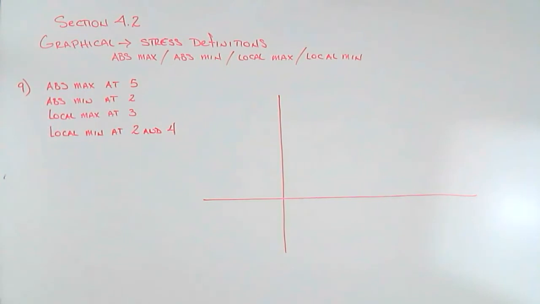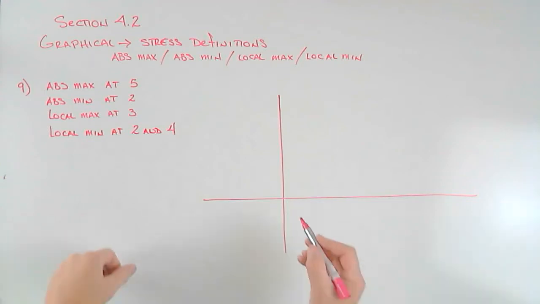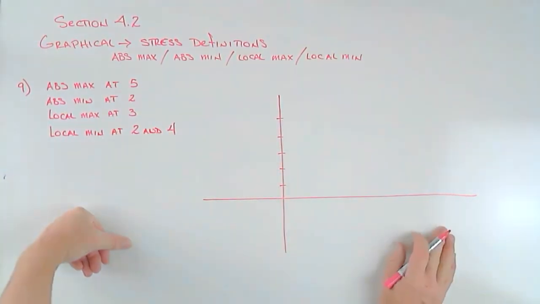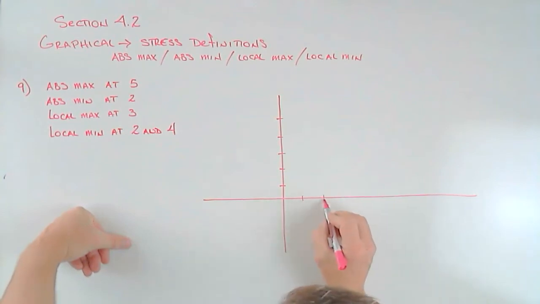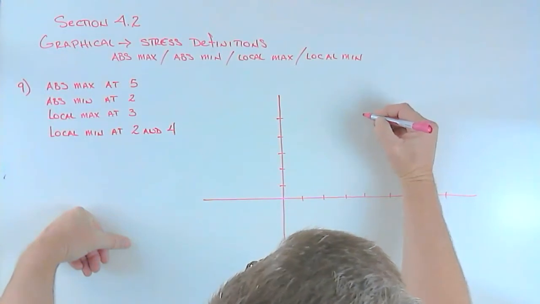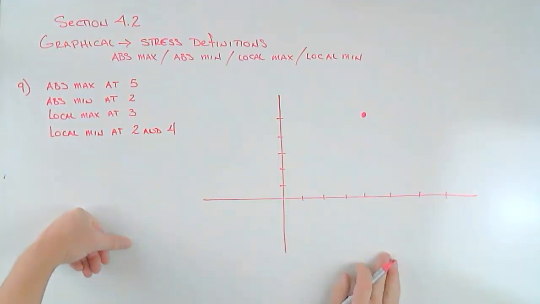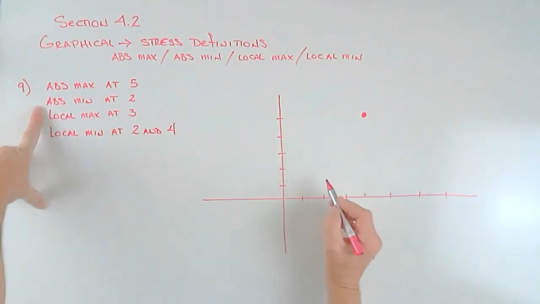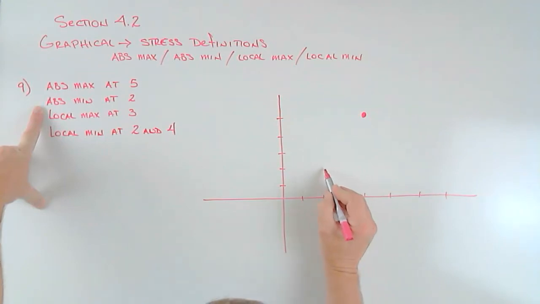I'll construct my function over here in quadrants 1 and 4. That doesn't have to be the case. At 5, we need an absolute max, so the tallest our graph can get is 5. So if we just put some hash marks down here and we pick a spot, and we say, okay, I'm going to let this be my absolute max. It's going to happen right here. And then we continue. We're like, well, our absolute min is going to be at 2, right? 2's here. So we'll make our absolute min right here at 2.